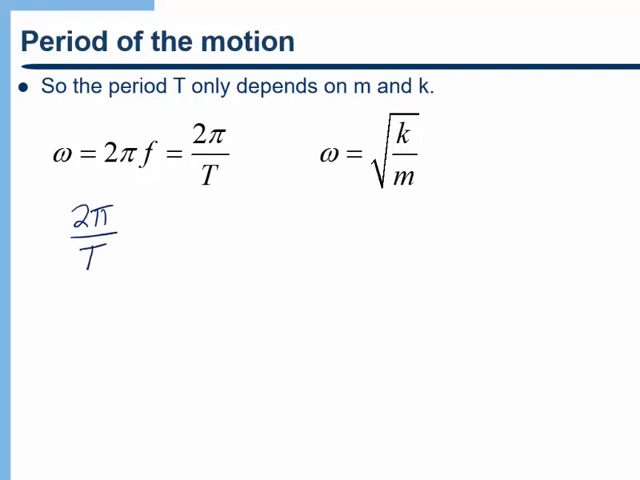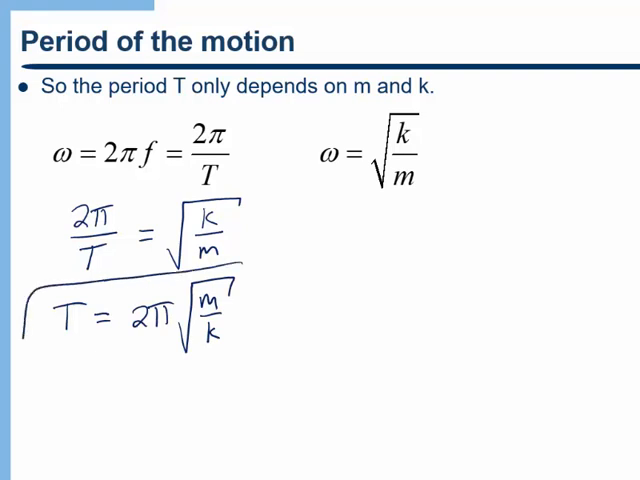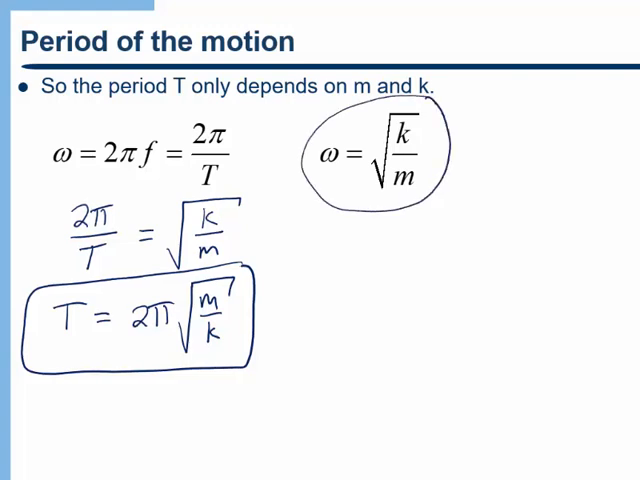So 2 pi over the period has to be equal to the square root of k over m. But cross-multiplying, that means that the period has to be equal to 2 pi times the square root of m over k. And you'll notice that by solving our differential equation and looking at that condition for it to be a solution, that omega had to be equal to the square root of k over m, we've solved one of the big questions that we were asking, which is what does the period depend on?